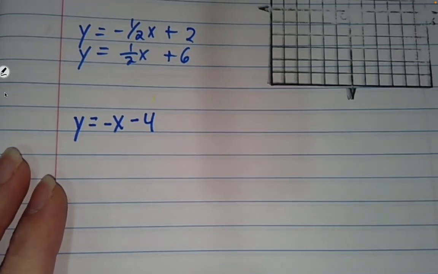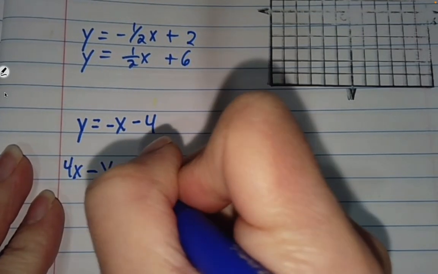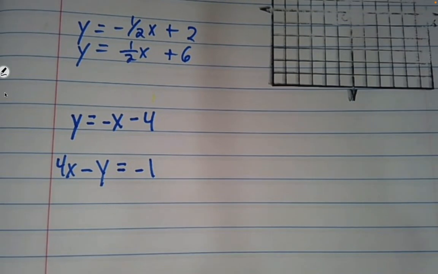But then they have 4x minus y equals negative 1. What's wrong with that one? Is the y by itself? No. So you have to get the y all by itself. Does anybody know what to do? What's over there with the y? The 4x. So how do you move the 4x?